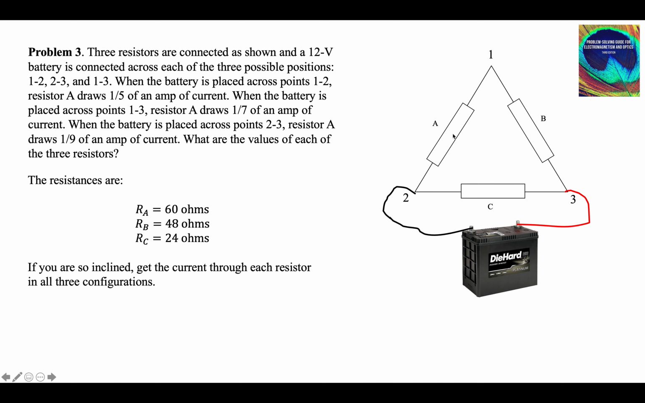If you're so inclined, you can calculate the current through each one of the three resistors in every configuration just to make sure you understand exactly what's going on, and calculate the voltage drop across any path from one side of the battery to the other, this one or this one. It should be 12 volts. You can calculate the equivalent resistance of the entire circuit in all three configurations and make sure it's consistent with V equals IR for the battery.